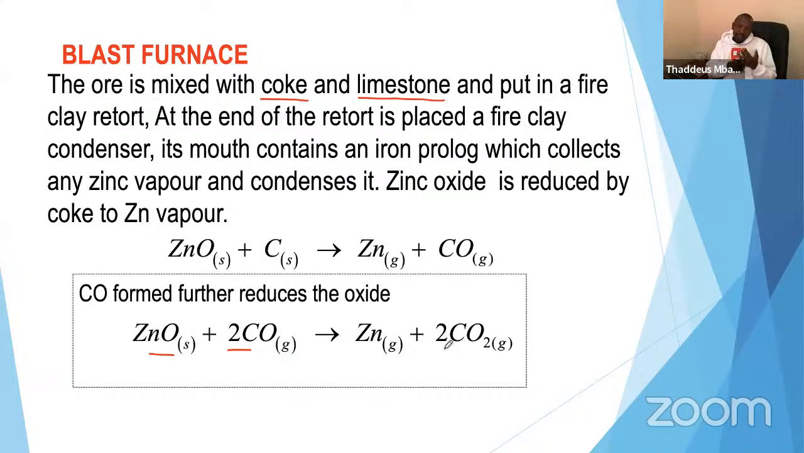Step 1, concentrate. Step 2, confirm presence of zinc. Then you first of all roast the zinc sulfide to get zinc oxide. Then the zinc oxide is now reduced by carbon or carbon monoxide to get zinc, which is now cooled.